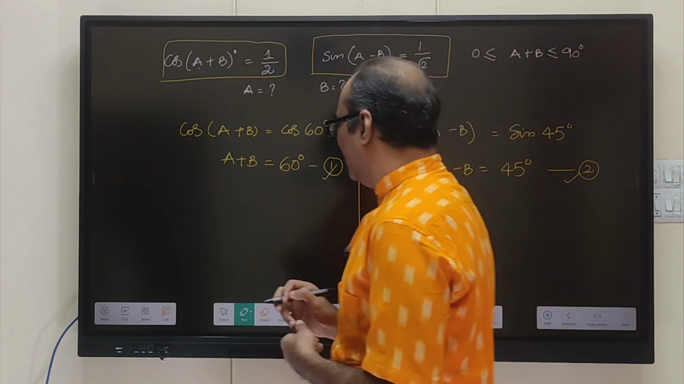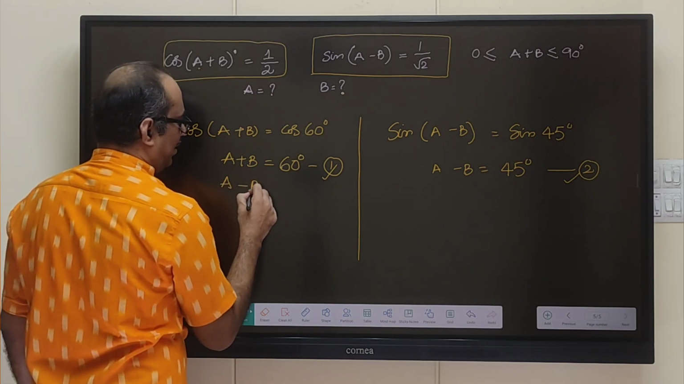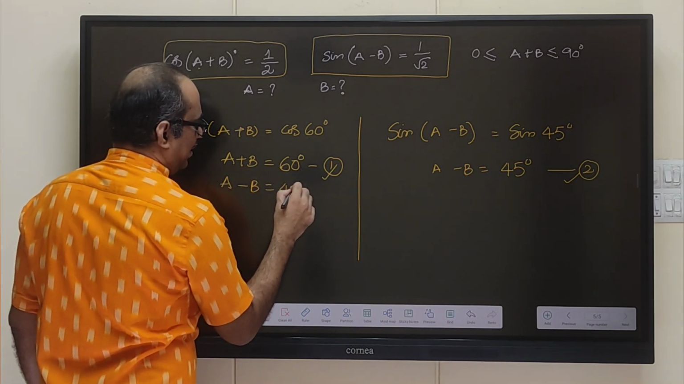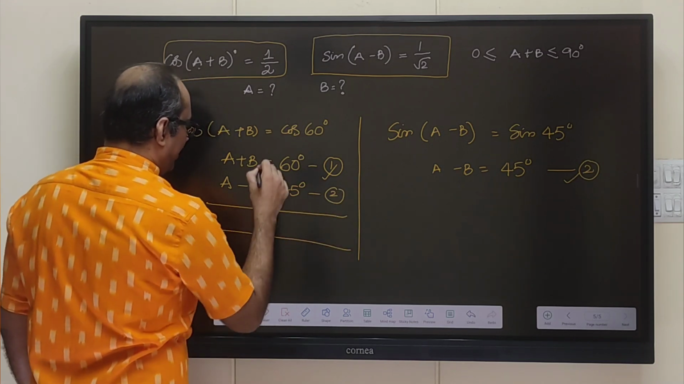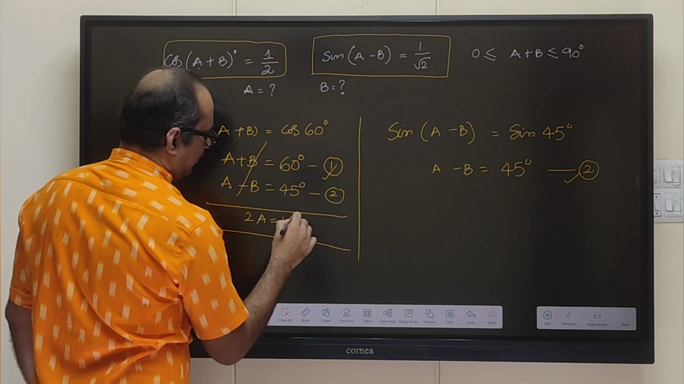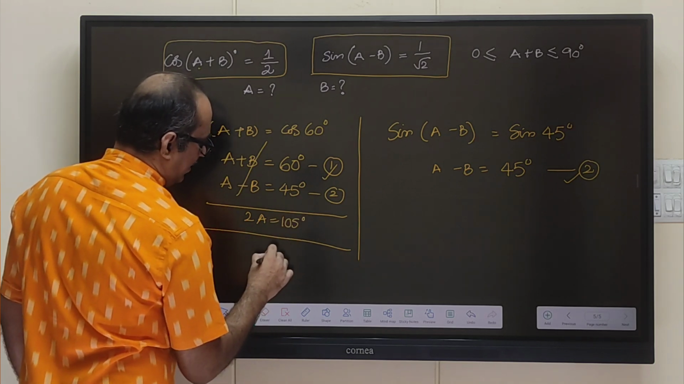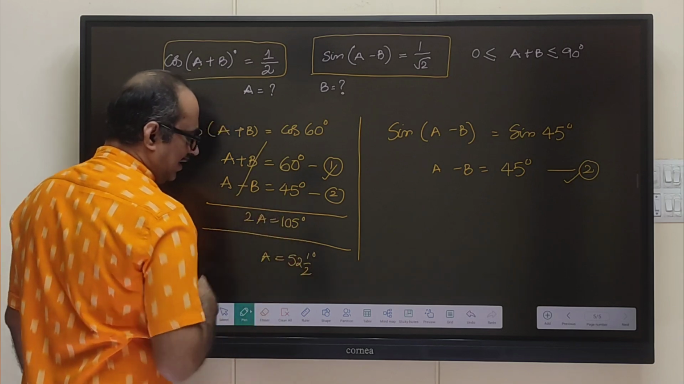You can use the elimination method. You can just write them one below the other. A minus b equals 45 degrees. This is our equation number 2. Just add them. You get b cancelled. You get 2a equals 105. From that you understand a equals 52.5 or 52 1 by 2 degrees.